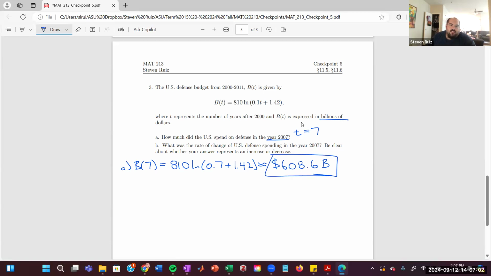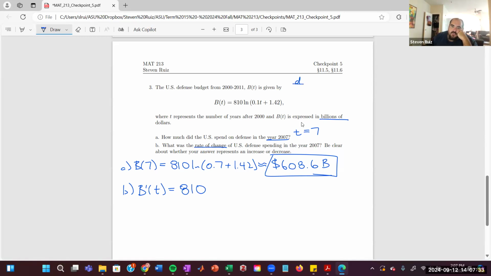All right, what does part B of this question ask? What was the rate of change of US defense spending in the year 2000? Rate of change, hopefully that indicates to you that I want a derivative this time. So how do I find a derivative of functions that look like this? This is a natural log function. I have a constant multiple, that's 810, so I can carry that with me. But how do I take a derivative of a natural log?